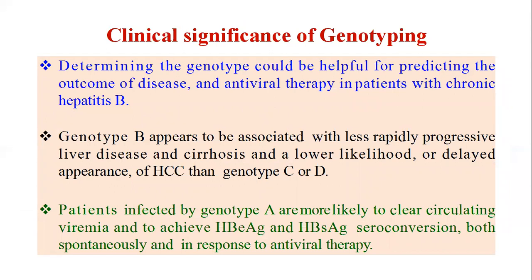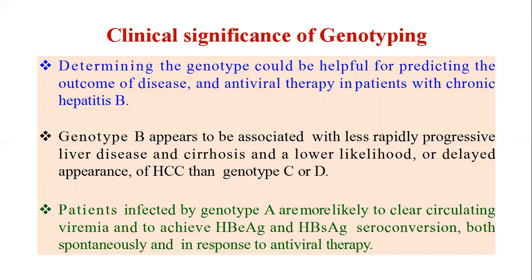Now, genotyping is very important, for it has clinical significance. Determining the genotype could be helpful for predicting the outcome of the disease. And definitely, it gives some idea how to develop antiviral drugs, means how to develop antiviral therapy in patients with chronic hepatitis B infection.